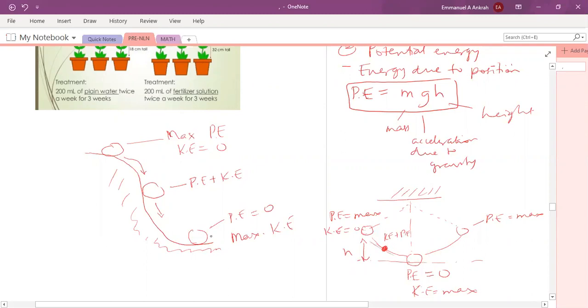So you can get this question in these two different ways, either the pendulum or the height problem. With that, let's go to number 14.